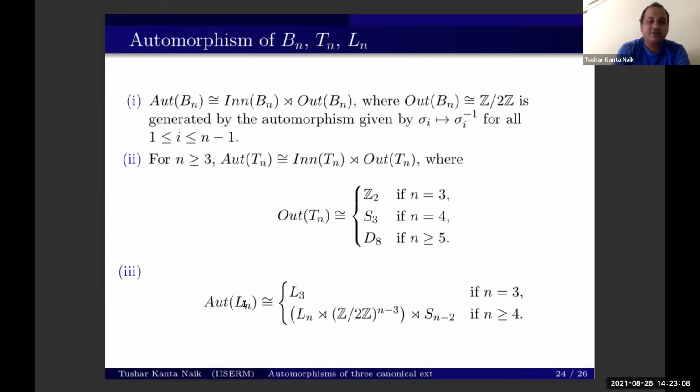Again for Ln, for n equal to 2, it is Z2 and its automorphism group is trivial. For n equal to 3, its automorphism group is exactly all automorphisms. Actually for n equal to 3, this is S3 and all automorphisms are inner, so it is again L3. And for n greater than or equal to 4, this is Ln semi-direct with (Z by 2Z) to the power n minus 3, semi-direct with S_{n-2}. So in this case, the outer automorphism group does not split out of the inner automorphism group.